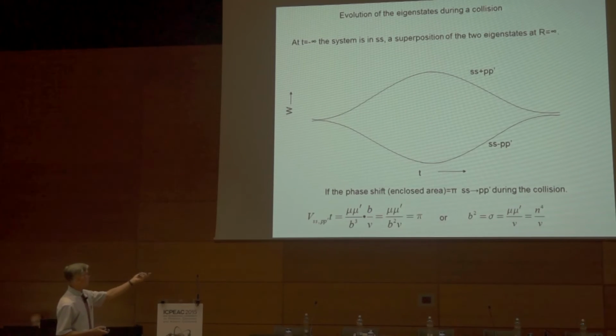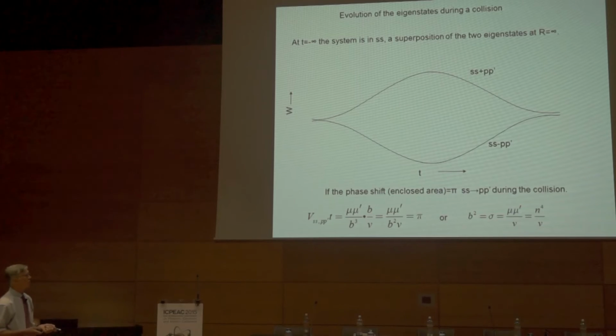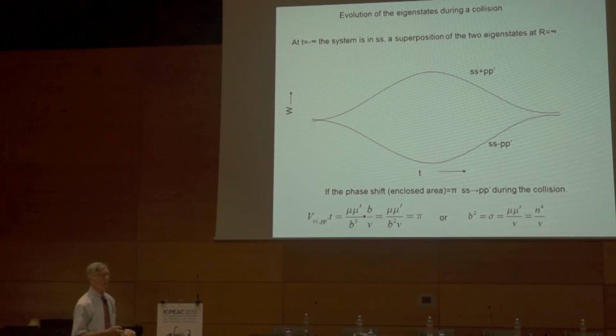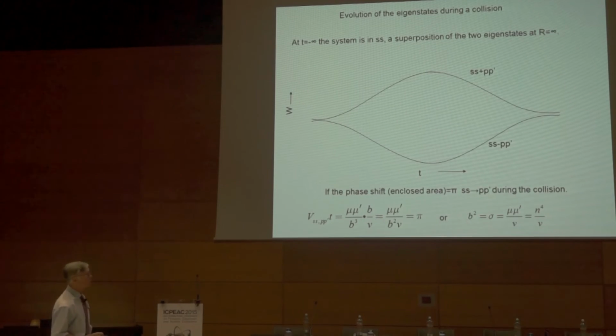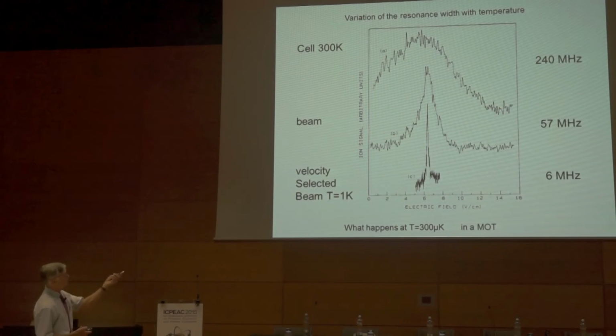If you simply compute this, the height of this thing is mu prime over b cubed. The time is the impact parameter divided by the velocity. Set this equal to pi. You find that the cross-section is the fourth power of the principal quantum number over v. If you work this out, that gives you, for n equal 20 and 300 Kelvin atoms, the 1 billion square angstrom cross-section. You can easily show that if you make these things colder, going from 300 Kelvin to 1 Kelvin, you can narrow these things up to 6 megahertz.